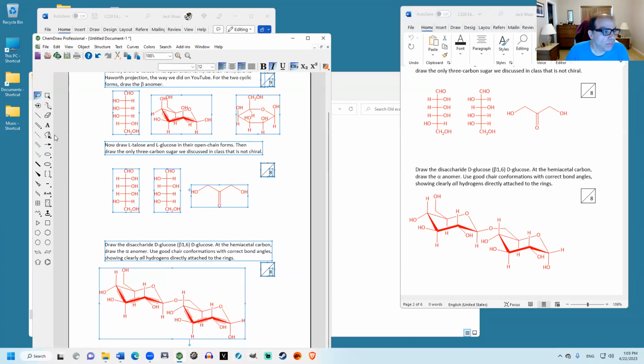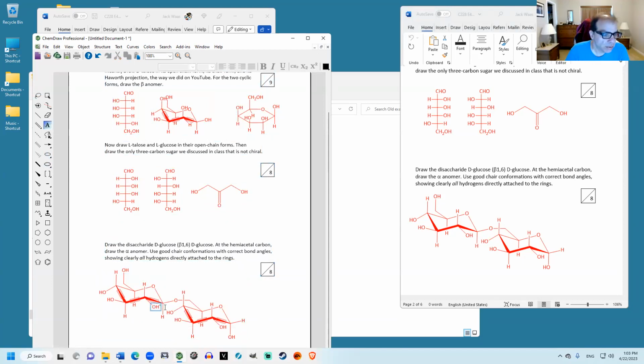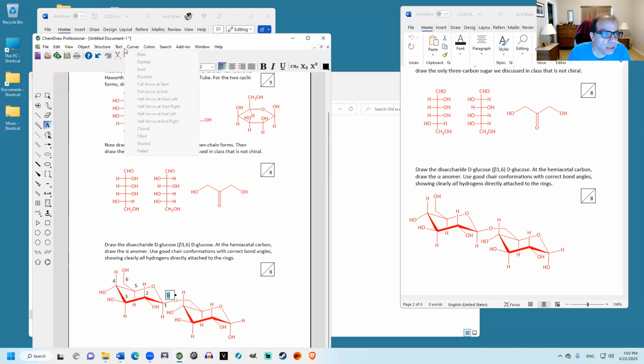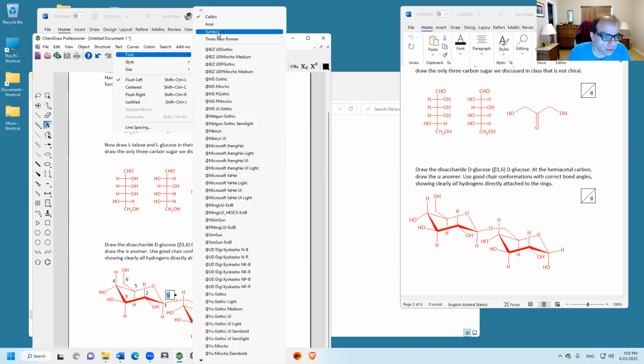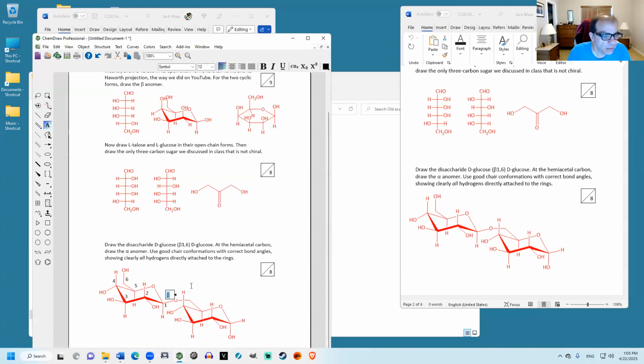Let me label that for you. This is carbon 1, 2, 3, 4, 5, 6, we have a beta linkage over here. That connects to carbon 6 back here.